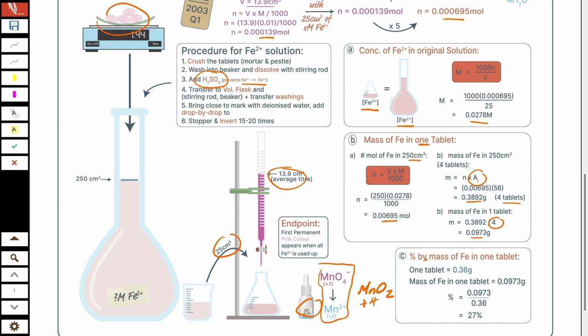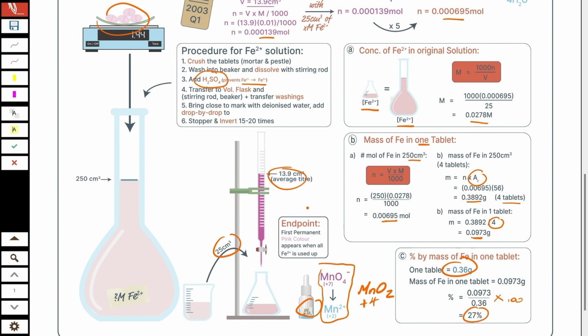Okay, the last part's quite simple. They'll tend to ask you to get the percentage by mass of iron in 1 tablet. Okay, so since we know how much iron is in 1 tablet, and we know the mass of 1 tablet, we were told earlier on, is 0.36 grams, we're simply putting the 0.0973, the mass of iron, divided by the total mass of the tablet, and we are multiplying by 100, of course, to get final answer of 27%.